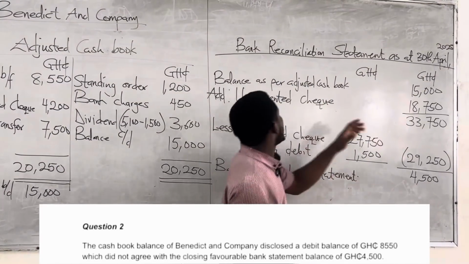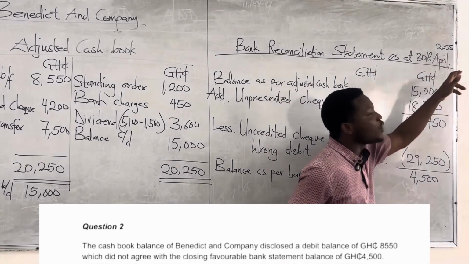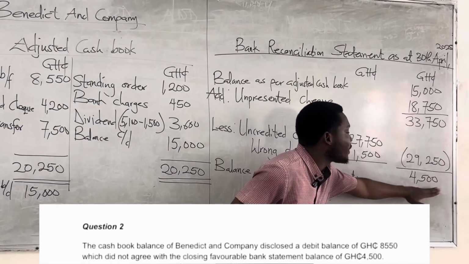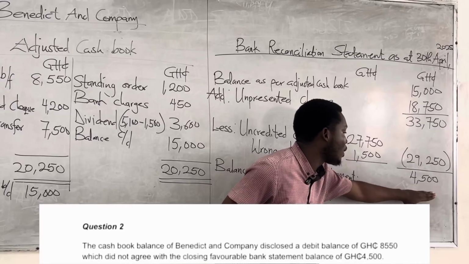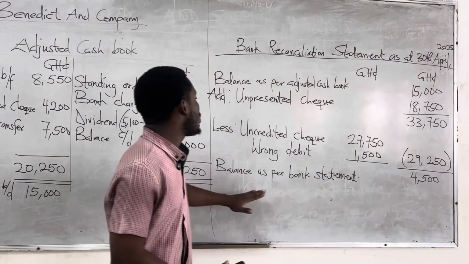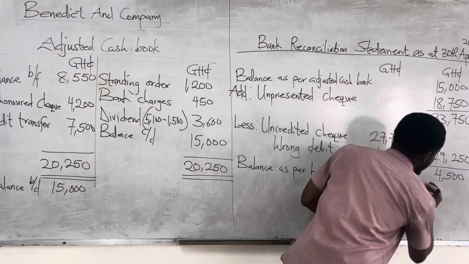As at 30th April 2025, when we went for the bank statement, this is the figure that we have in our account. So it means what we have done here has balanced. When you do this, you will get your 10 marks and you are good to go.